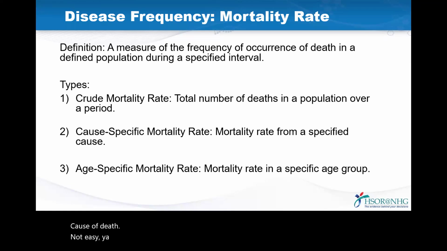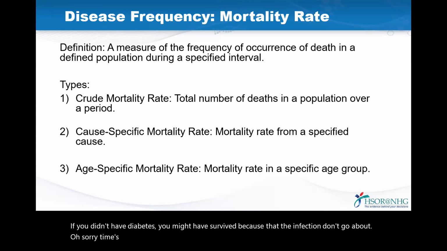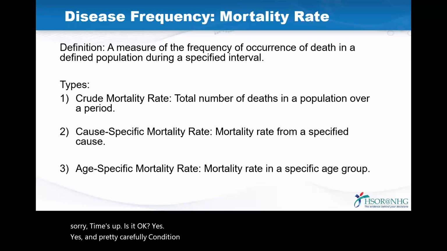You have primary and secondary causes. But again, I go back to the story: if he didn't have diabetes, he might have survived because the infection would go away. Oh, sorry, time's up, is it? Yes, ambulatory care sensitive condition. Do they die of diabetes, or do they die from something like a heart attack?